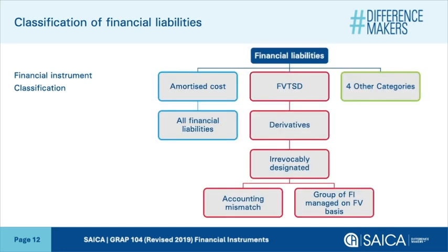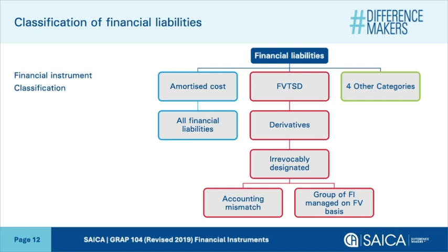Now that we have considered the classification of financial asset, let us discuss the classification of financial liabilities. The classification of financial liabilities can be summarized as follows. The default is that all financial liabilities are classified at amortized cost, fair value through surplus or deficit, and for other categories, namely loan commitments, held for trading, financial guarantee contracts, and transfers that do not qualify for recognition. We will consider these 4 categories in the next slide.